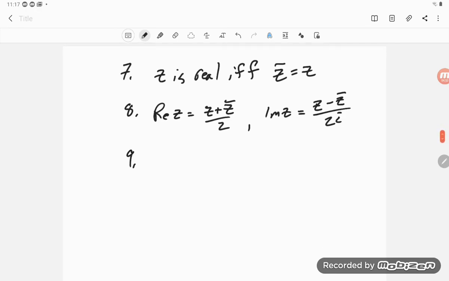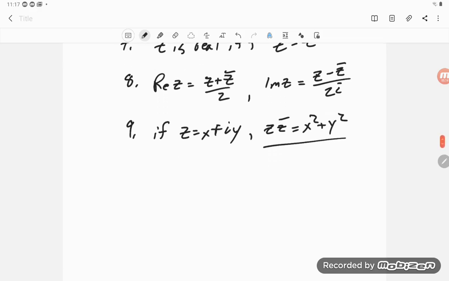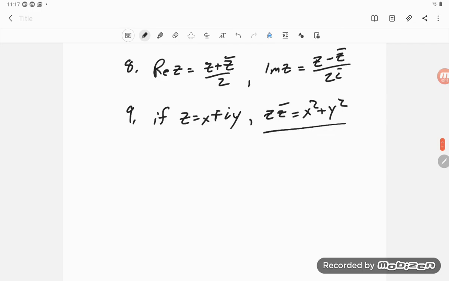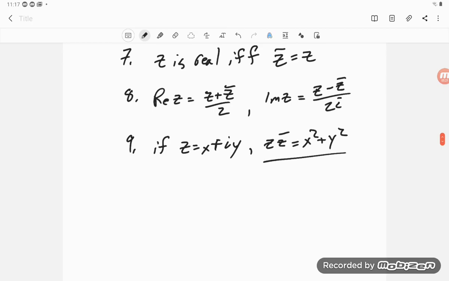And then 9, if z equals x plus iy, then z times z conjugate is x squared plus y squared. That's a very nice property right there. So that's just the conjugate and a bunch of its properties. We'll stop this video here and then do more with the theorems.